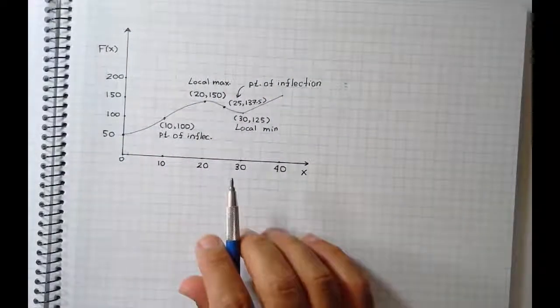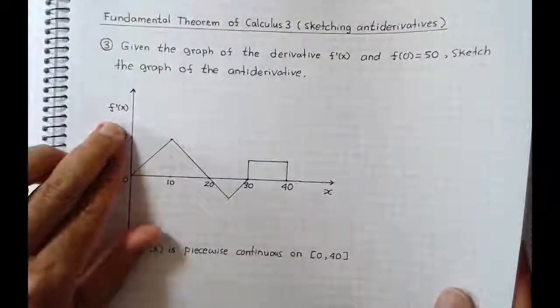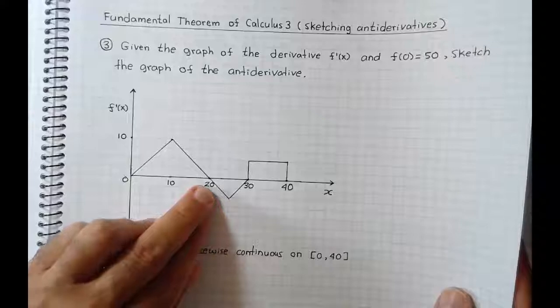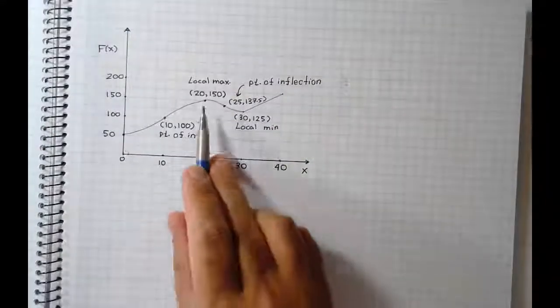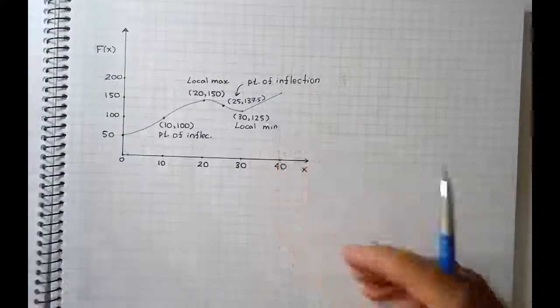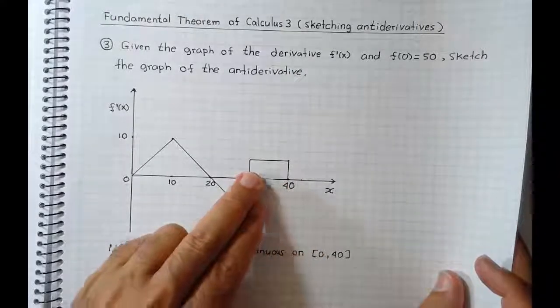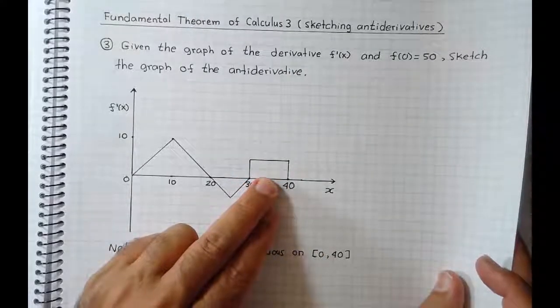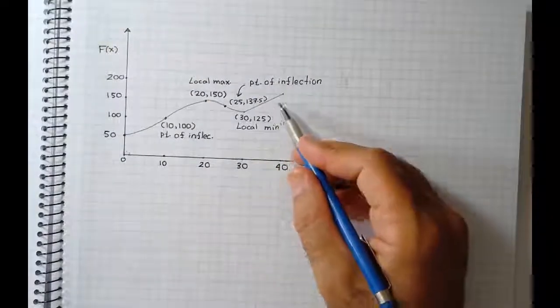The maximum and the minimum for the antiderivative correspond to where the derivative graph cuts through the x-axis. So that's at x equals 20 and also at x equals 30. That's at this point and this point. Notice this portion of the graph is a straight line because the derivative was a horizontal function. So the area is increasing at a constant rate. And that's why we have a straight line segment from 30 to 40.